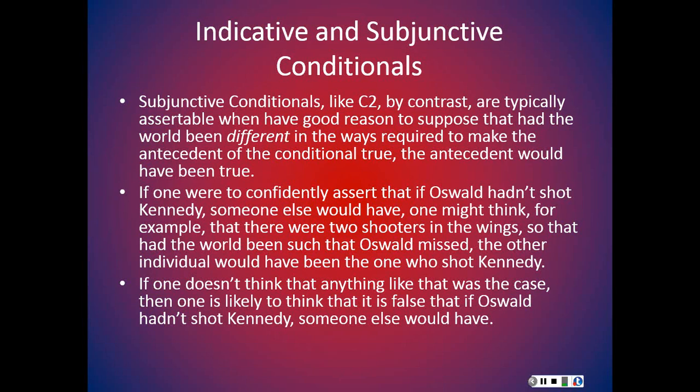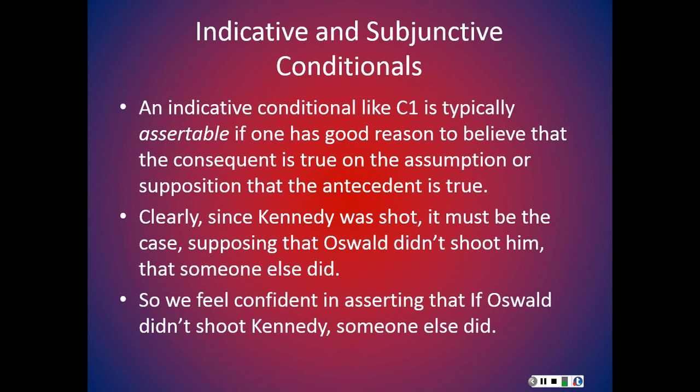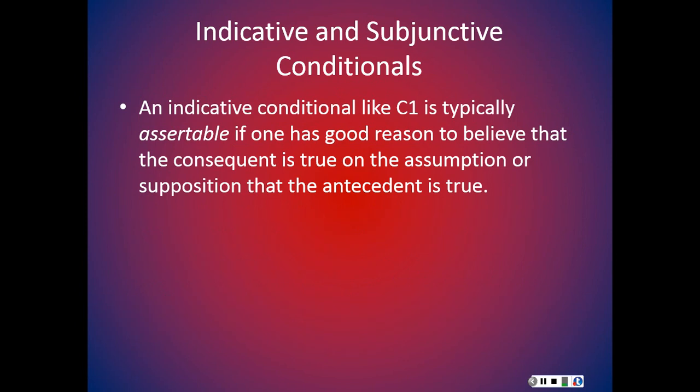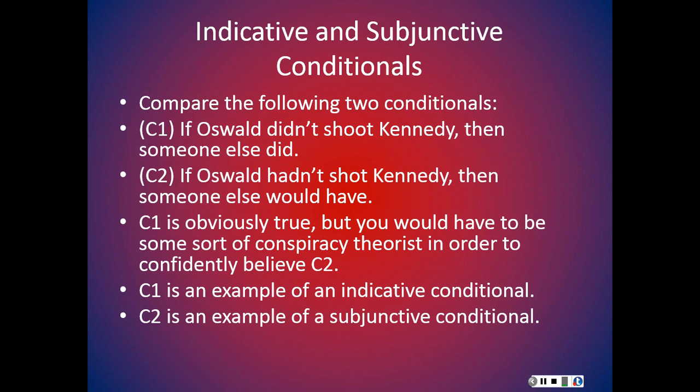In any case, if you didn't think anything like that was true, then you wouldn't be inclined to assert that if Oswald hadn't shot Kennedy, someone else would have. So with the first conditional, we take for granted the facts that we know to be the case. We know that Kennedy was shot. So we know that if in fact Oswald didn't shoot Kennedy, then someone else did. The first conditional is an indicative conditional, and when we're assessing whether we are to assert it, we take for granted the facts we know. We assess, given those facts, what must have been the case on the assumption that Oswald didn't shoot Kennedy.